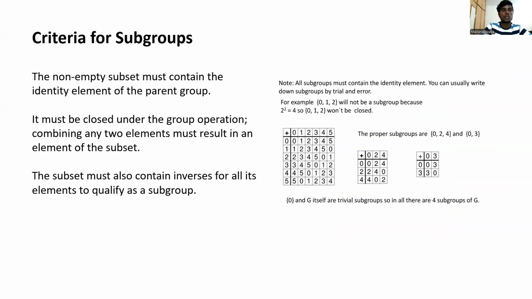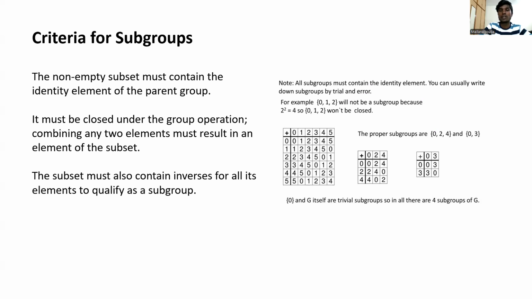Criteria for subgroups. The non-empty subset must contain the identity element of the parent group. It must be closed under the group operation. Combining any two elements must result in an element of the subset. The subset must also contain inverses for all elements to qualify as a subgroup. Note, all subgroups must contain the identity element.